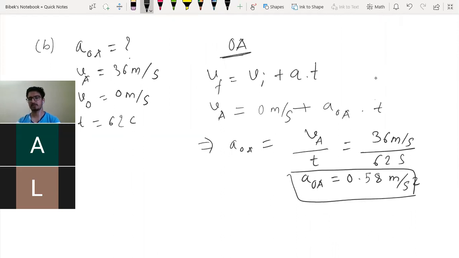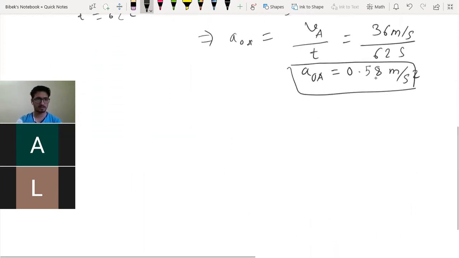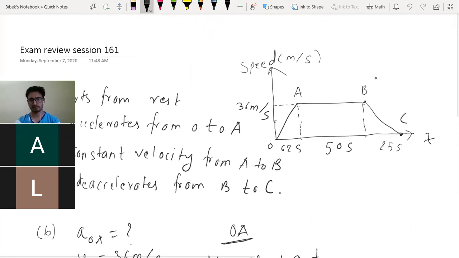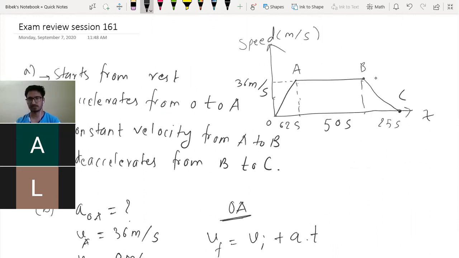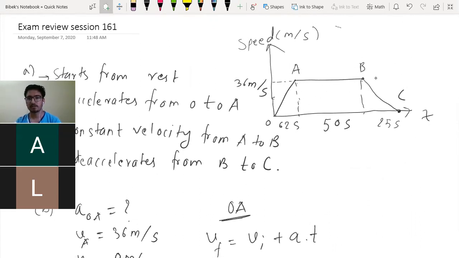So I think this one was also not that hard. So let's go to the other problem. For doing that, let me just drag this diagram down.